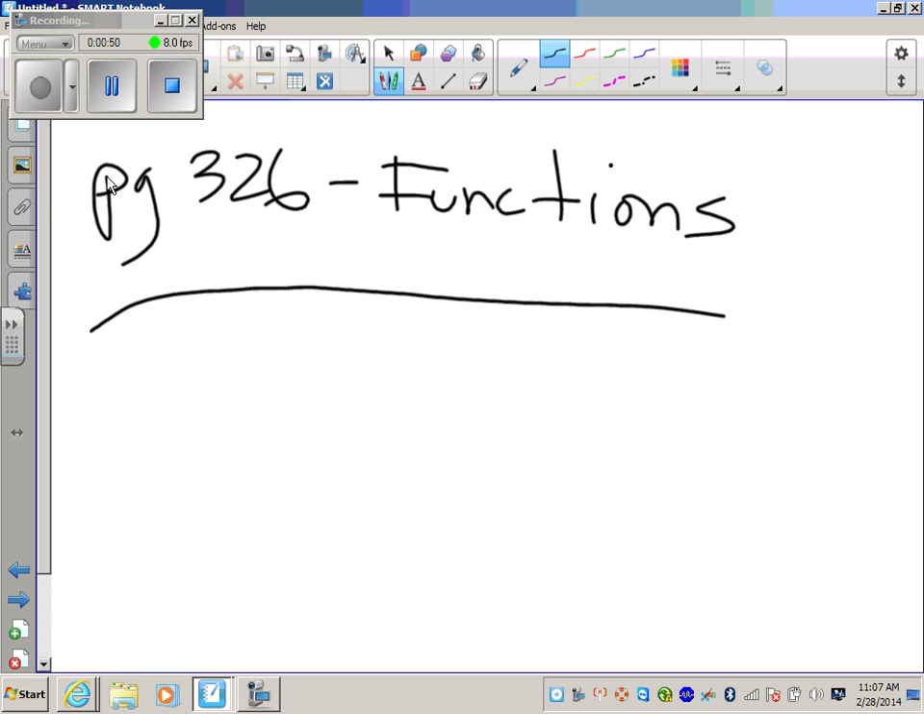A function is a rule that pairs an input with an output.